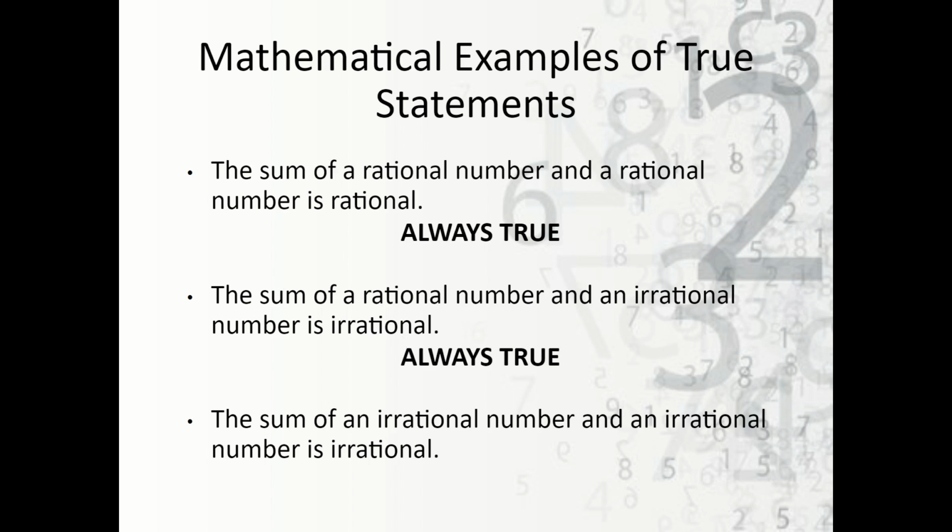So if I add pi and pi, I get 2 pi. Well, that's irrational. So it's at least sometimes true. But what if I add pi and negative pi? Well, if I add those 2 together, I get 0, which is not irrational. So therefore, this is sometimes true.